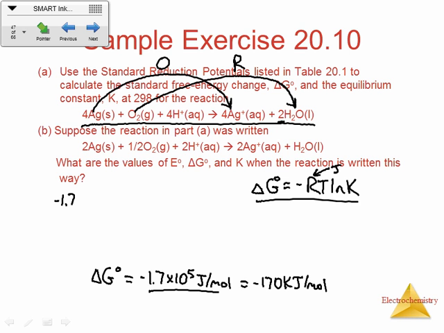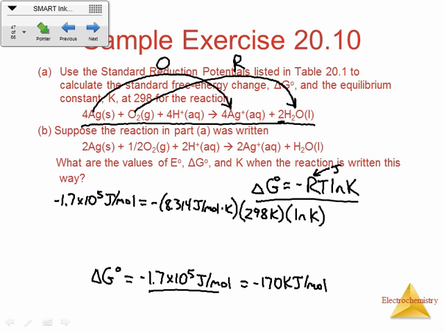So negative 1.7 times 10 to the fifth joules per mole is equal to negative 8.314 joules per mole times Kelvin times my temperature, which is 298 K, times the natural log of K. That's what I'm actually solving for here, okay?